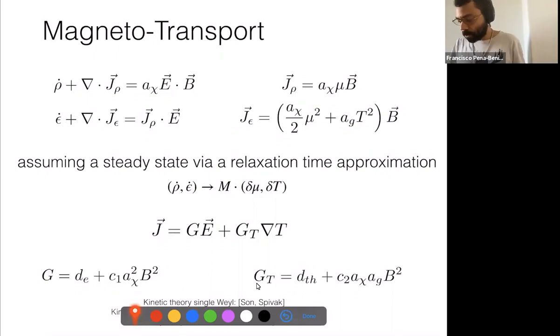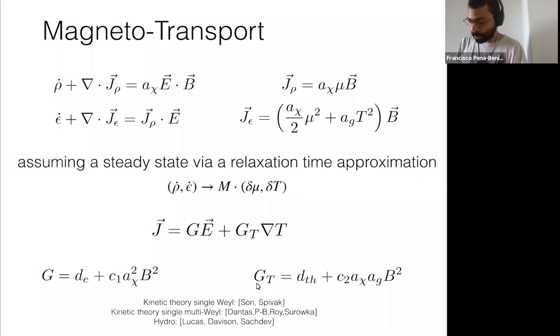Okay. Now we assume a relaxation time approximation. In principle, the axial charge is not an exact conserved quantity, so you can introduce a relaxation time approximation, which in practice means that rho dot and epsilon dot are given by this M, some sort of generalized relaxation time. It's a matrix. If you plug this here and invert for delta mu and delta T, you obtain the out-of-equilibrium values for delta mu and delta T. You plug them back into the energy current and the electromagnetic current, and that will give you an expression of this form.